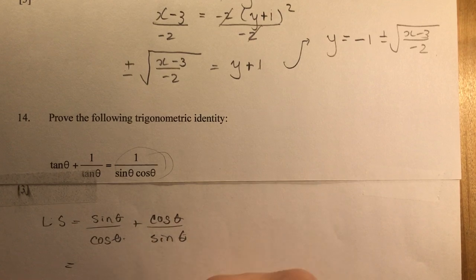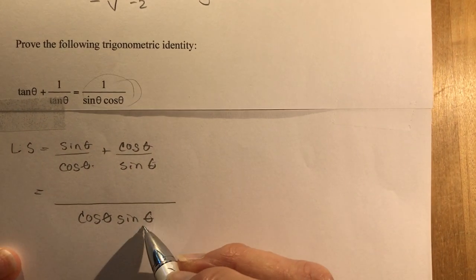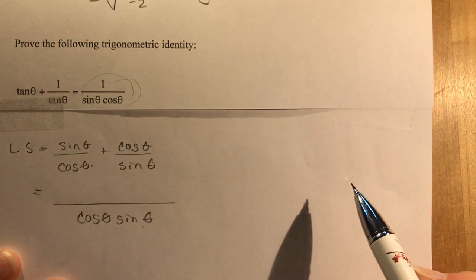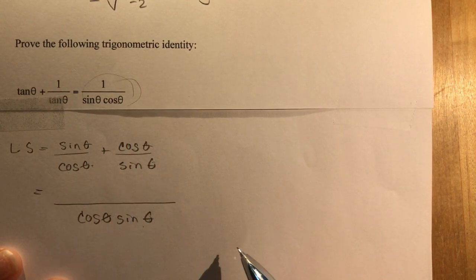And in order to add these together, I need a common denominator. So I'm going to use cos theta sine theta as my denominator. This is looking kind of positive because look what's on the right side. Same thing. Cos times sine, sine cos.